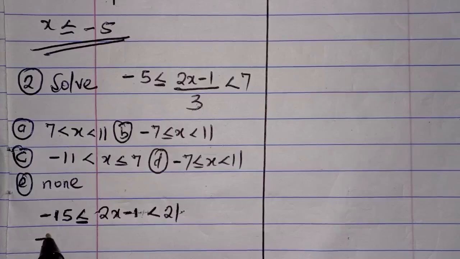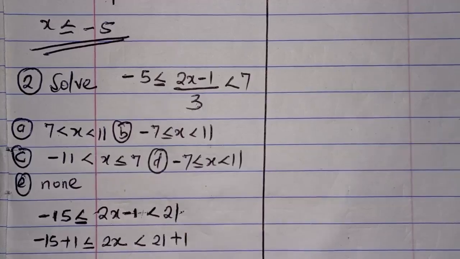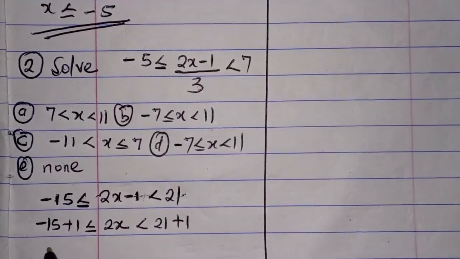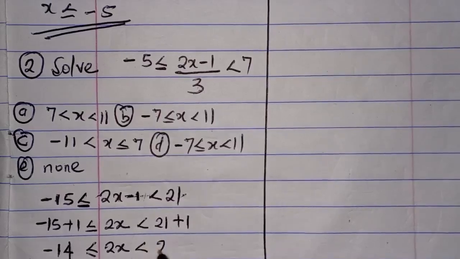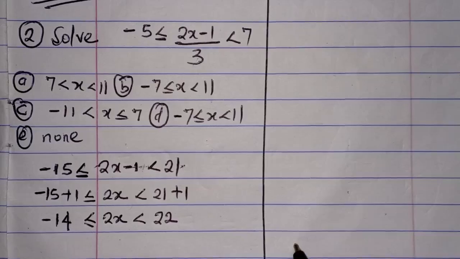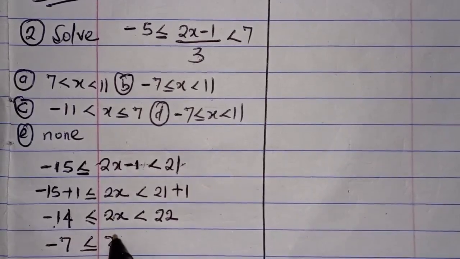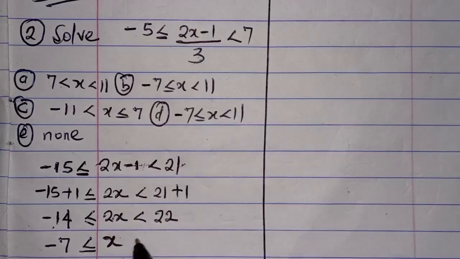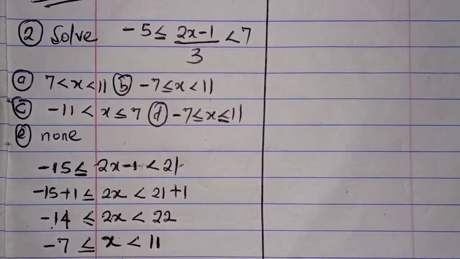So this is minus 15 plus 1 less than or equal to 2x less than 21 plus 1. Okay, so what would that give me? This will give me minus 14 less than 2x less than 22. So we now divide both sides by 2, right? If I divide both sides by 2, divide this one by 2, I will get minus 7. Divide this by 2 to get 1, that's 1x. Divide this by 2 to get what? 11. And we can see this in option B, alright? So option B is the correct solution to this inequality.